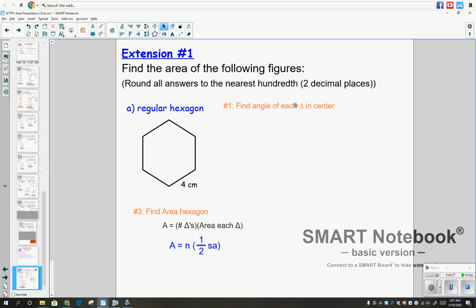Well, what I want to do first is find the angle of each triangle in the center. So if I divide this into 6 triangles, well, notice all 6 of these angles in the center add up to 360. So I can take that and divide that by 6. But here's my apothem. That's going to also take this triangle and cut it in half. So I can take 60 and divide by 2 to get 30. So this angle I've got a picture here is 30, the apothem. And remember that the midpoint's 2.